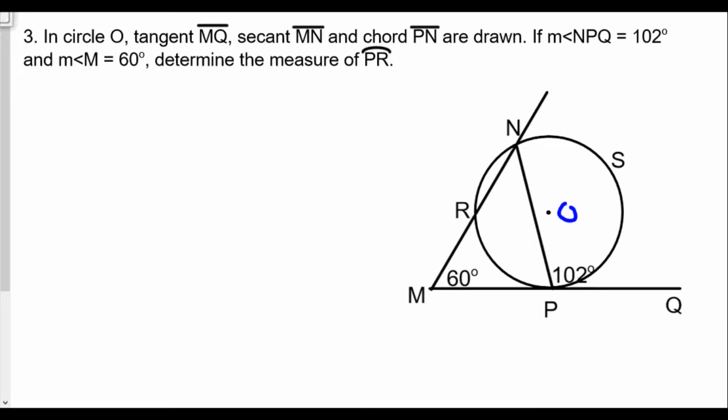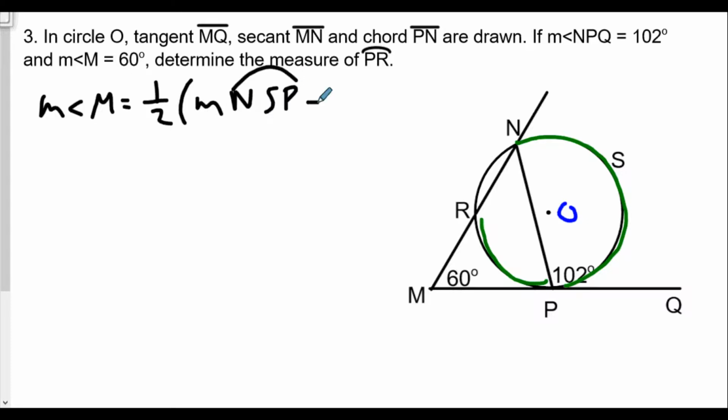Okay. So here's the thing. Well, again, we know that angle M is an angle formed by a tangent and a secant, meaning outside the circle. Therefore, the formula we have is the measure of angle M is equal to 1/2 the measure of the intercepted arcs. And here, our intercepted arcs will be arc NSP, and the minor arc will be arc PR. So, 1/2 of arc NSP minus the measure of arc PR.